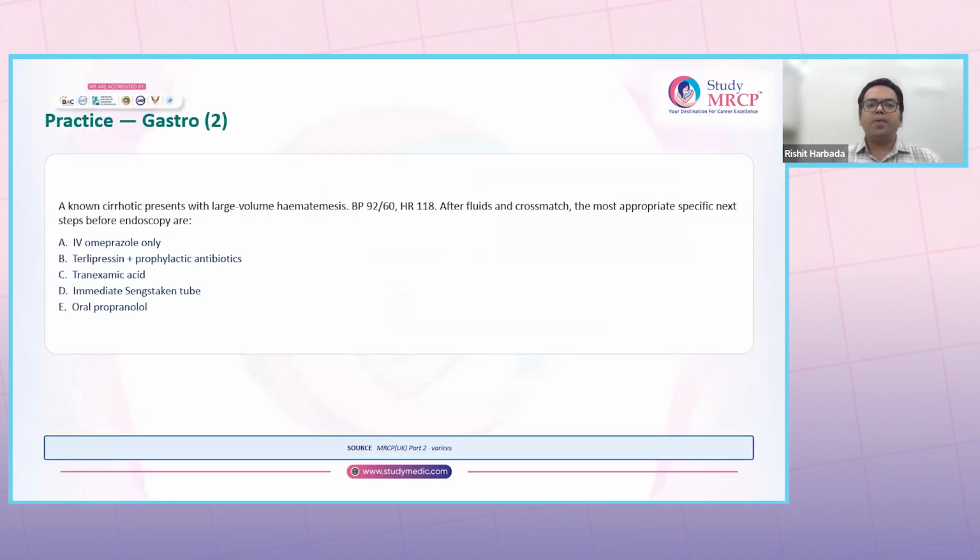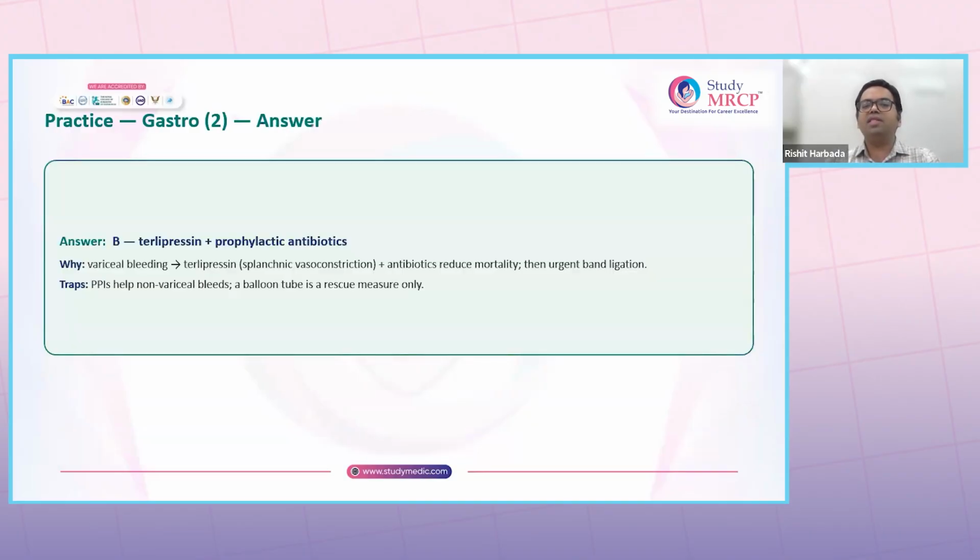Okay. So the next question is a known cirrhotic presents with a large volume hematemesis. So here you are having hematemesis, melena, upper GI bleeding, and the patient is cirrhotic. BP is low, heart rate is 118. After fluids and cross-match, so they have already resuscitated the patient. The next step before endoscopy is to reduce the bleeding. That can be done by giving terlipressin and by giving prophylactic antibiotics.